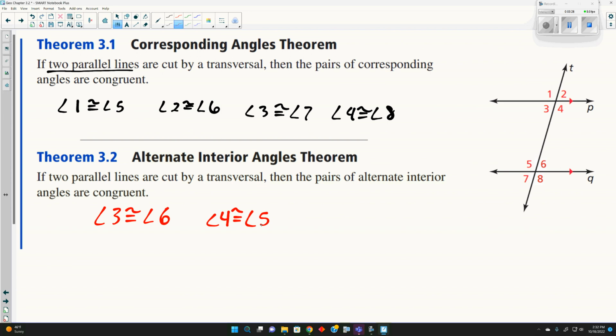Alternate interior and alternate exterior, there's only 2 sets of angles. Corresponding has 4. Corresponding is the only one that has 4. Alternate interior, alternate exterior have 2. Consecutive interior has 2. So the only one that actually has more than 2 is corresponding.